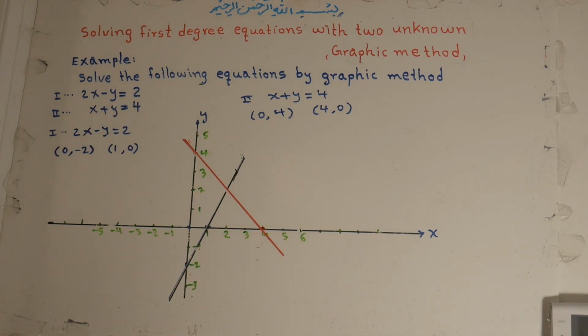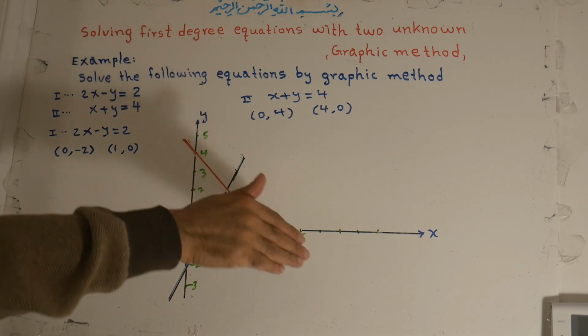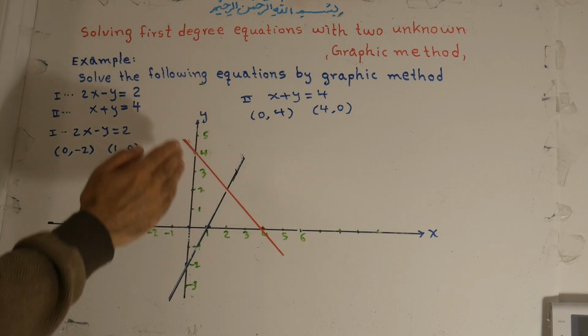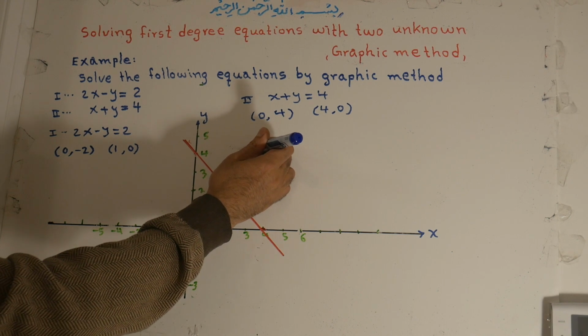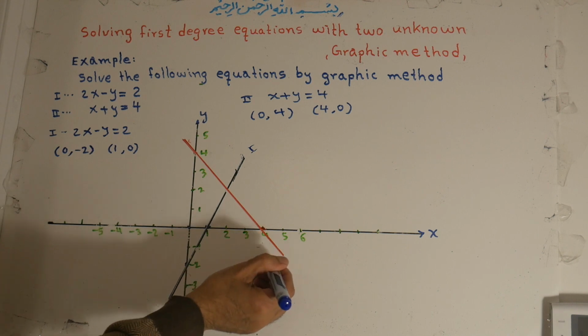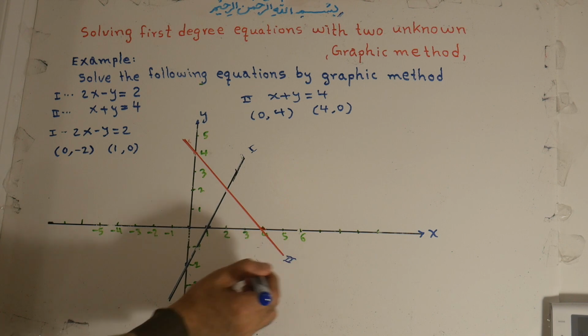Now these two lines cut each other. Now what we do? This is the intersection point. This line is for equation number 1, and the other line is for equation number 2.